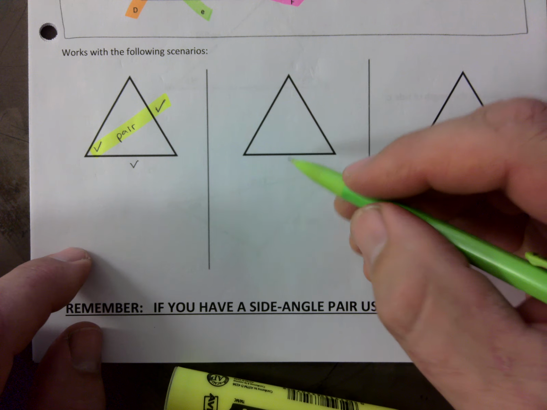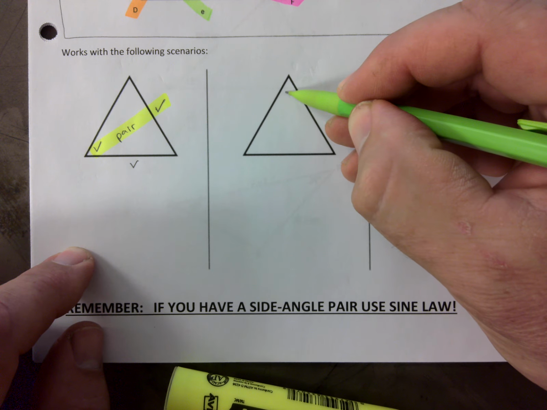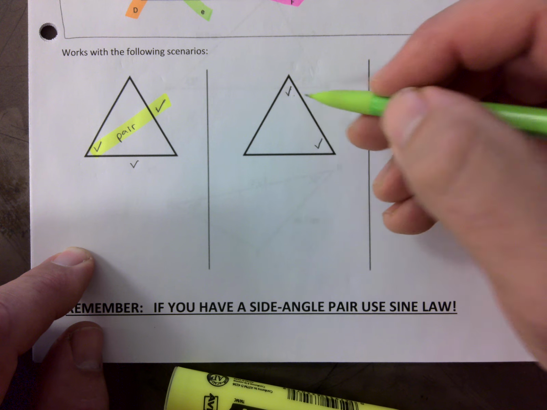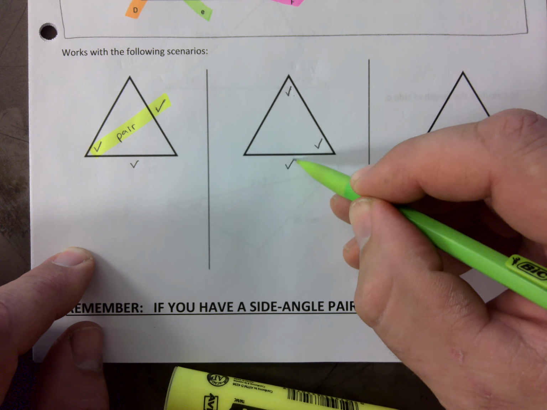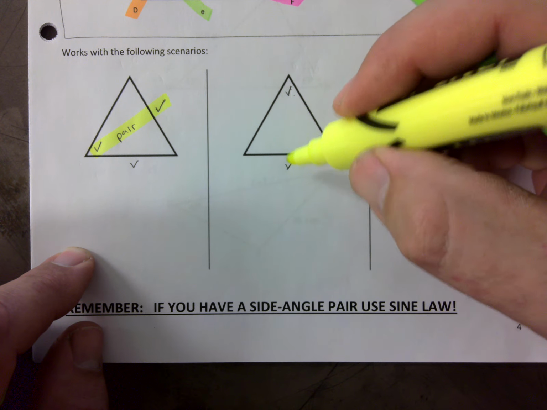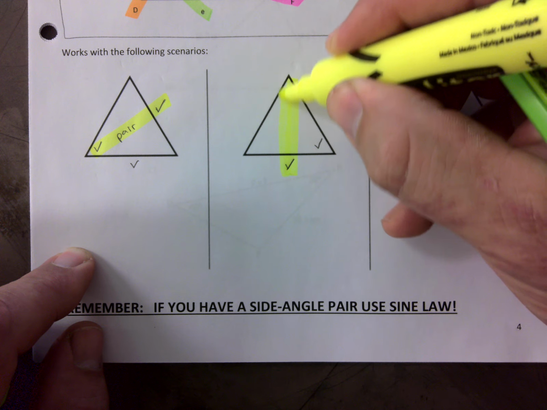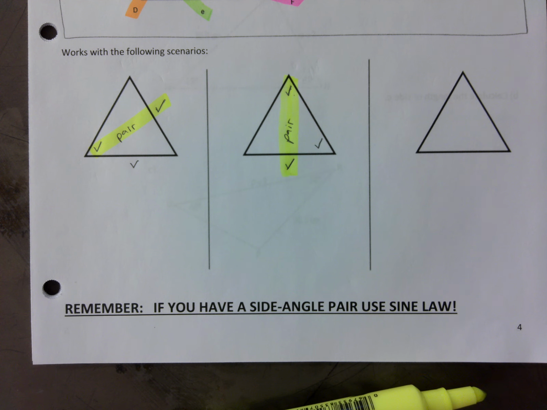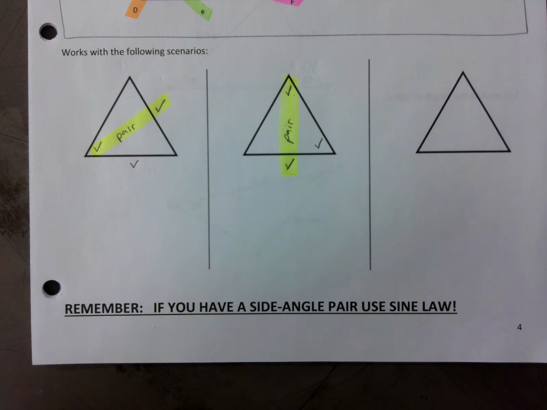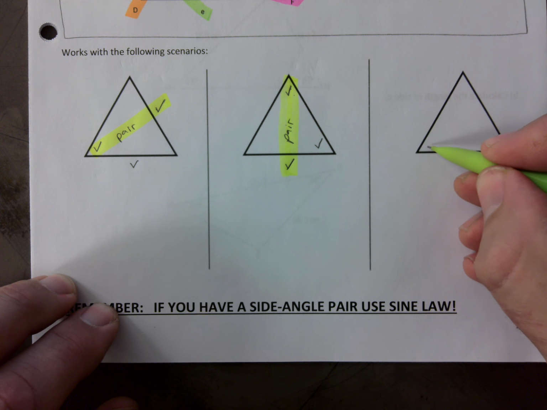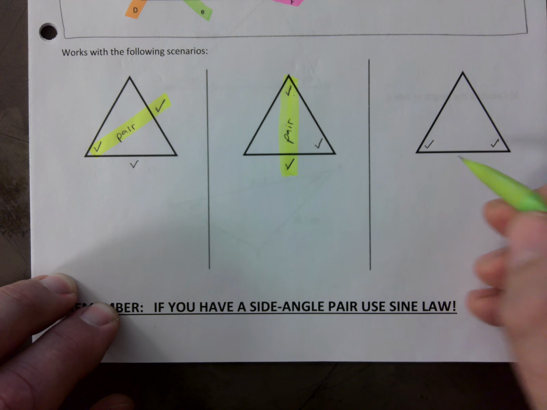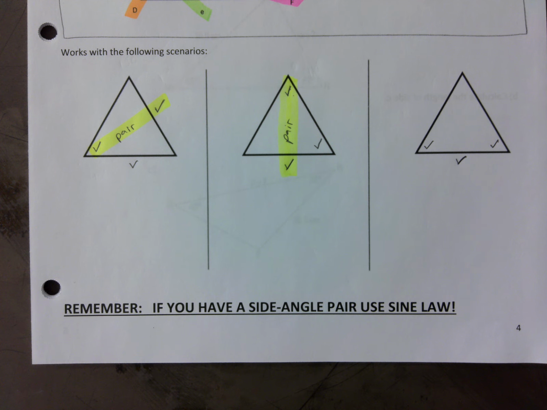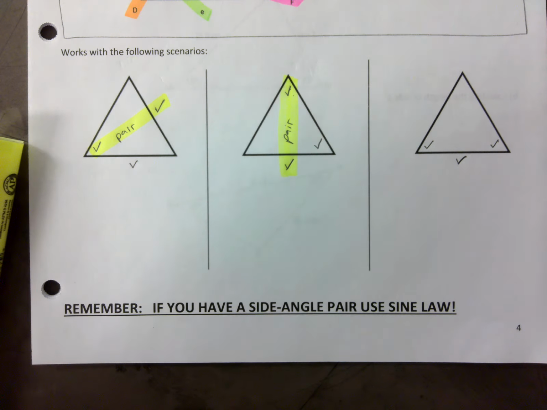You could have a scenario where you have two angles. So let's say you know this number and this number. So you'll know two angles and one more side. Do you see the pair in that case? There's your pair. The last one is not so obvious that there's a pair. That's when you have two angles and the side that connects those two angles. This is what I call the hidden pair.